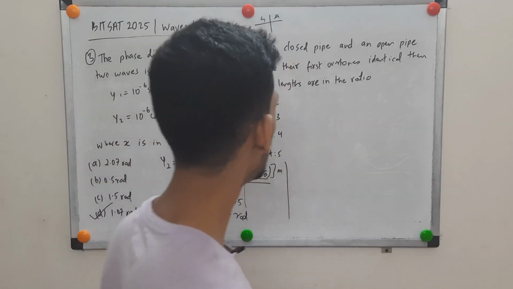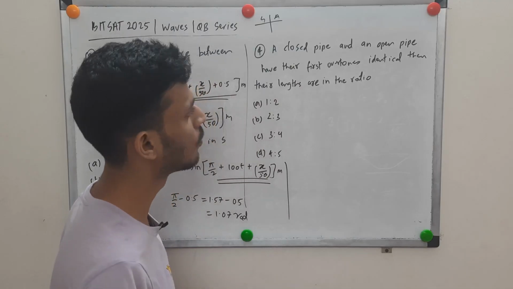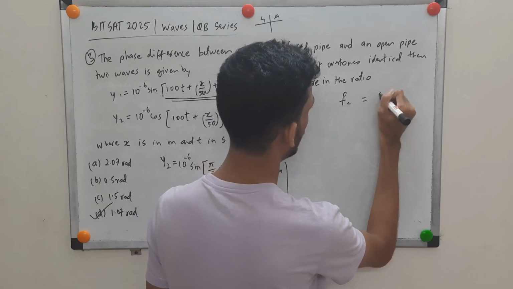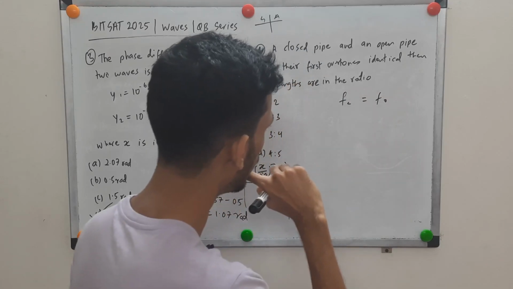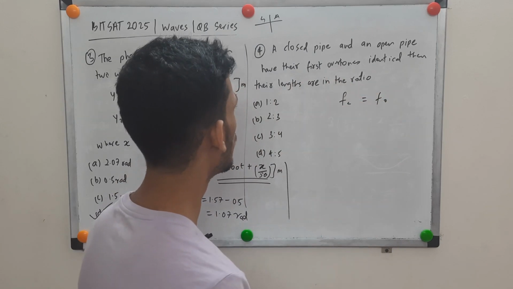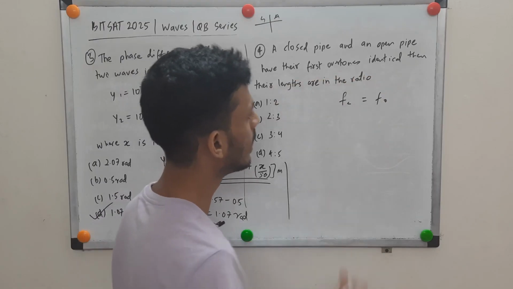Question 4: we have closed and open pipes, and their first overtones are matching. So the first overtone for the closed pipe is matching that of the open one. By this I mean the first overtone. So you are supposed to tell their lengths will be in the ratio.